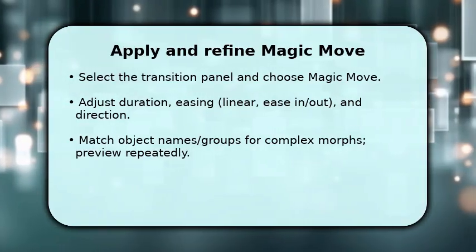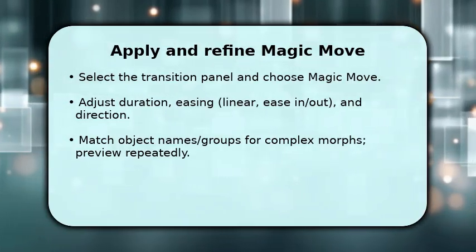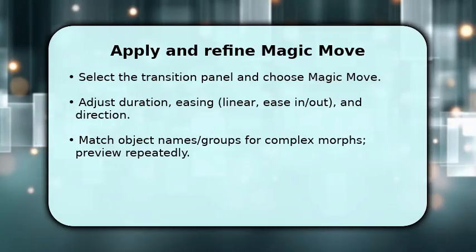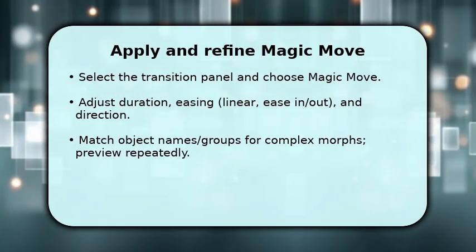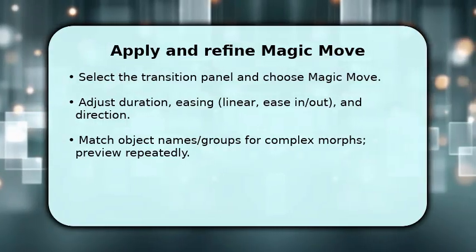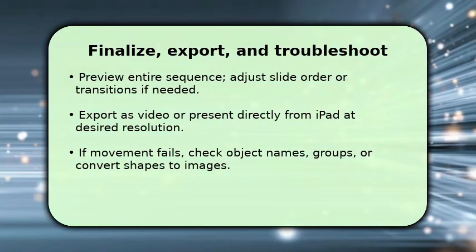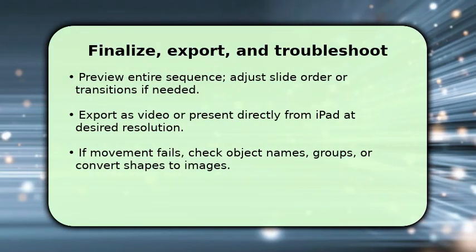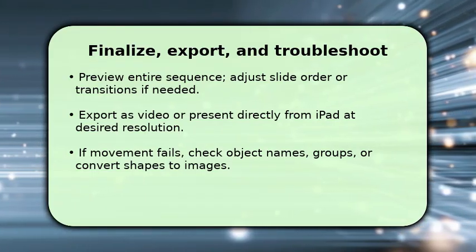If objects don't align, check groupings and object names. Identical names help Keynote match items precisely. Preview the transition, then tweak object positions or layering until finalized, by running the full presentation to confirm pacing across multiple Magic Move transitions. Make any final timing adjustments and lock or group elements to avoid accidental shifts during editing.